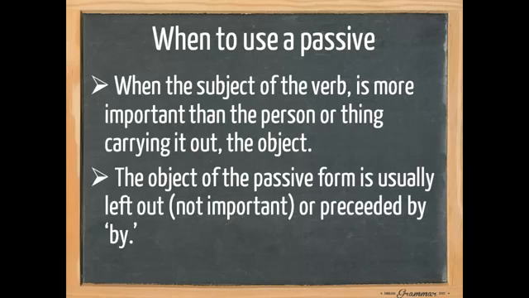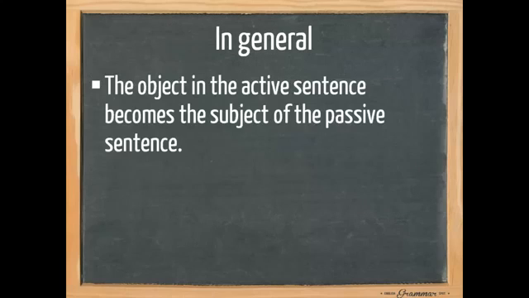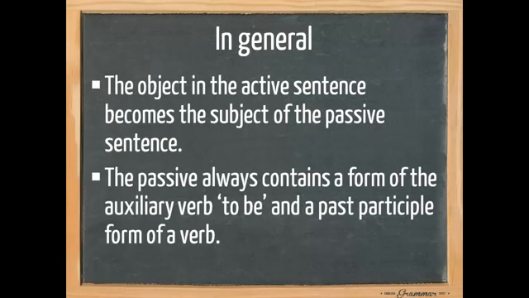The object of the passive form is usually left out because it's not important, or as in my example, it's preceded by the word by. When we want to change an active sentence into a passive, as I already said, the object of the active sentence becomes the subject of the passive sentence. The passive always needs to contain a form of the auxiliary verb to be and a past participle.